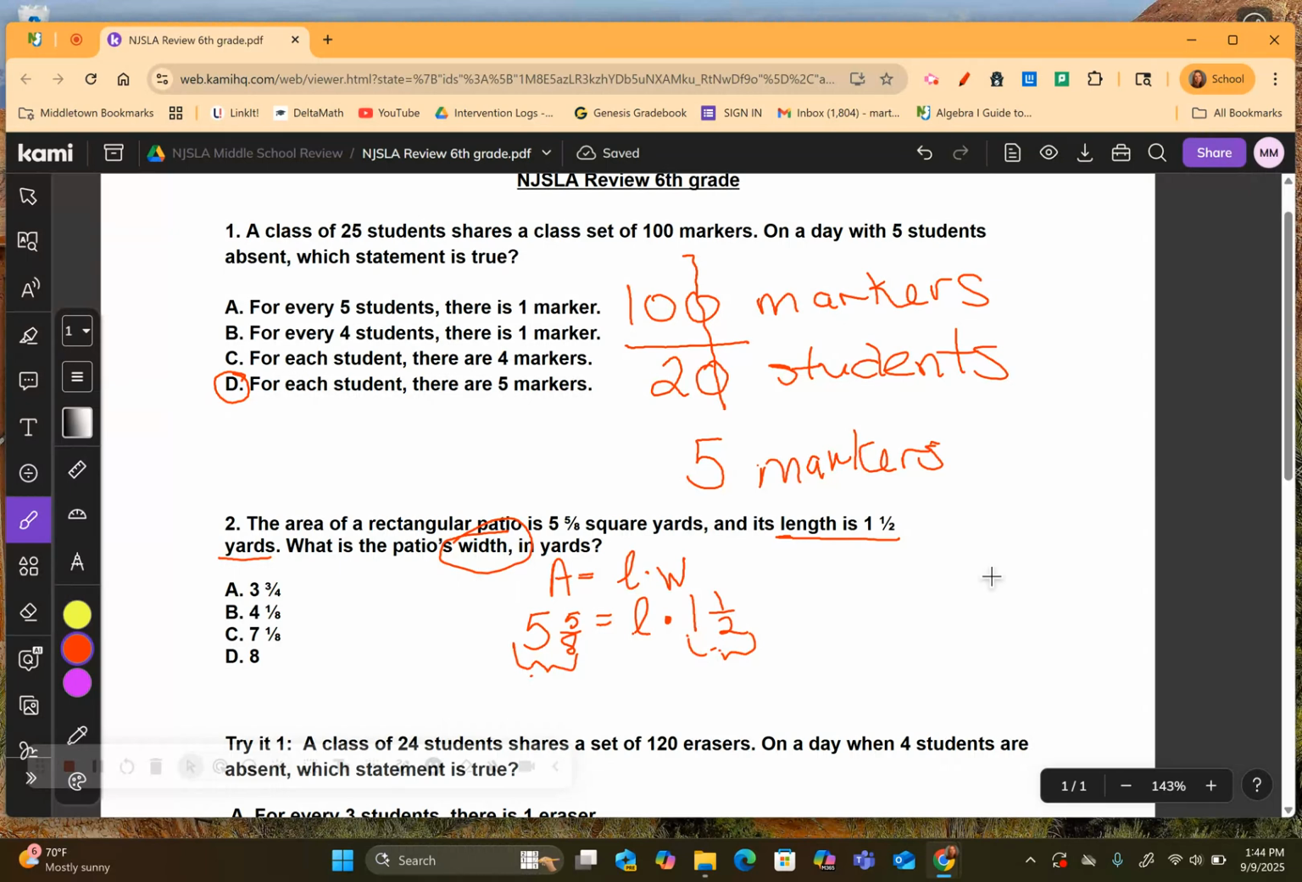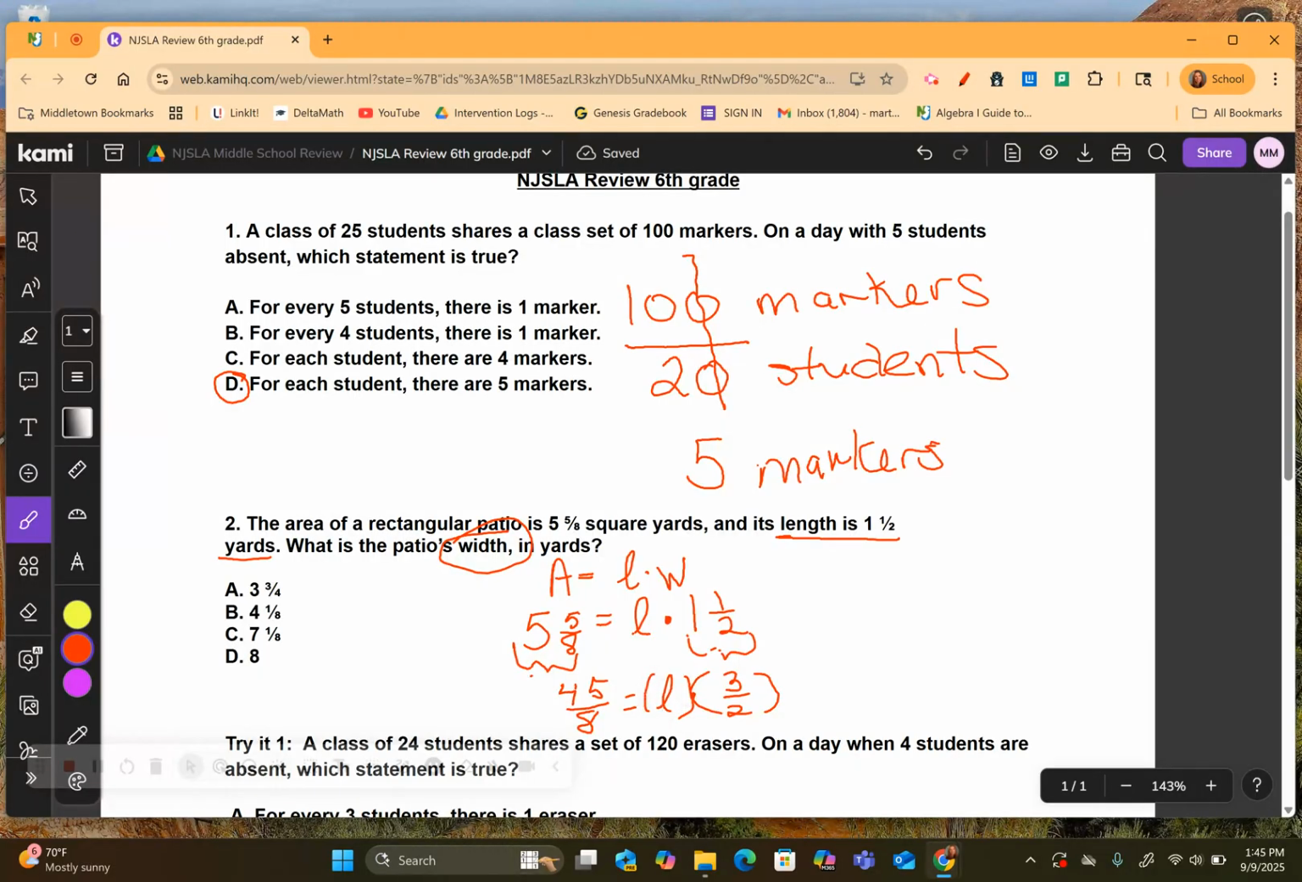So 5 5/8, who remembers how to change a mixed number to an improper fraction? We take 5 times 8, you multiply that together, then we add 5. So we're going around. 5 times 8 is 40. 40 plus 5 is 45, so we have 45 over 8. And 1 1/2, please convert that to an improper fraction. 1 times 2, multiply that together, we get 2. Add the 1, so we have 3 over 2. I'm going to put this in parentheses.